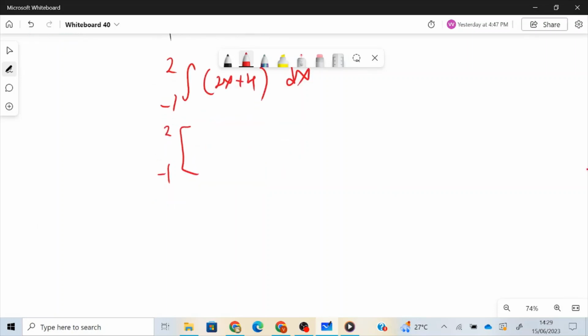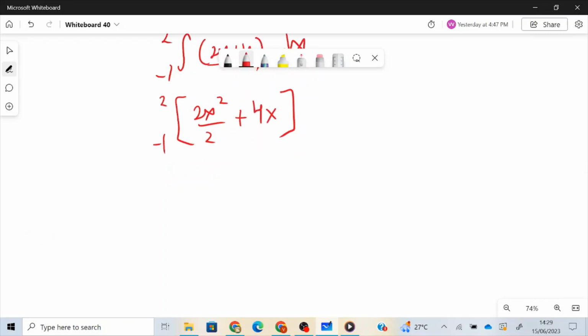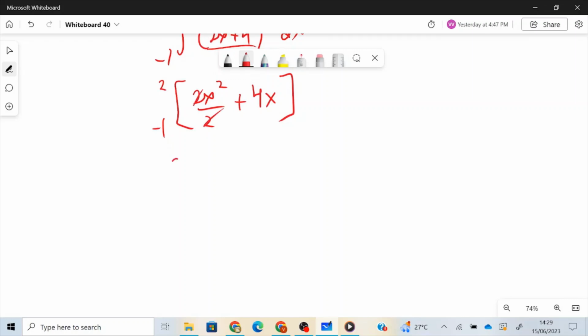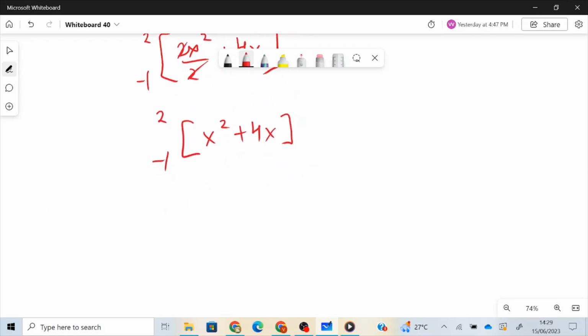Minus 1 to 2, integrating this we have 2x squared over 2 plus 4x, and again this can be simplified further. This cancels this, we have minus 1 to 2, but here we can have x squared plus 4x. Now from here, same procedure, input our values.